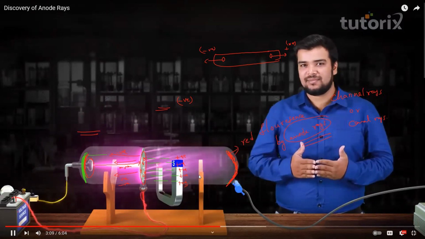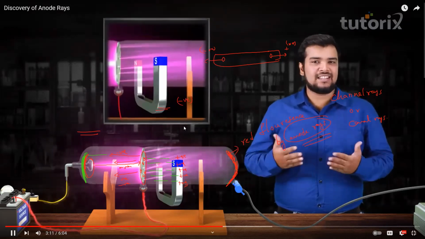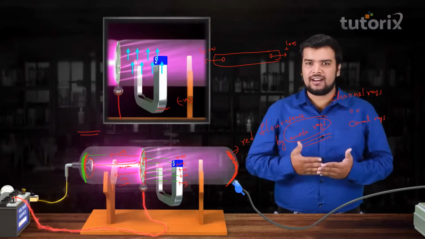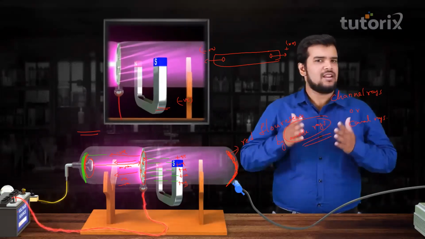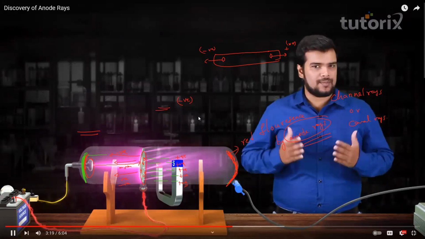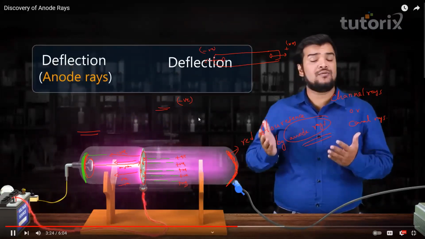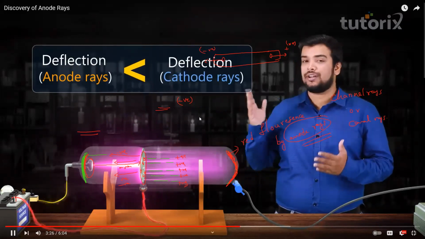Well, you are right. These rays will bend upward because the direction in which rays will deflect depends upon the nature of the charge. Now, if you notice carefully, you will see that the deflection in case of anode rays is way less compared to the cathode rays.